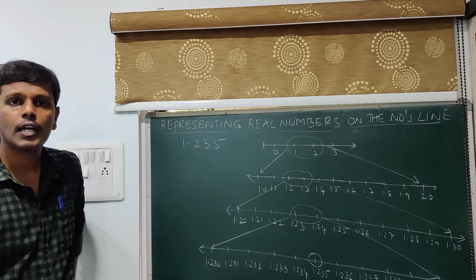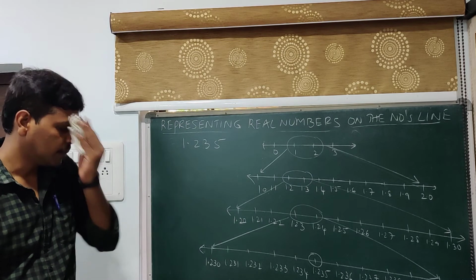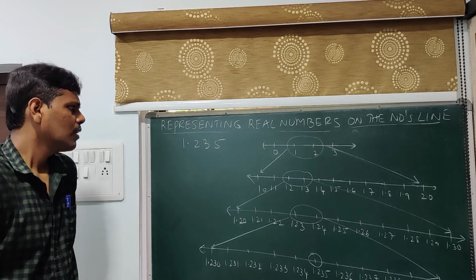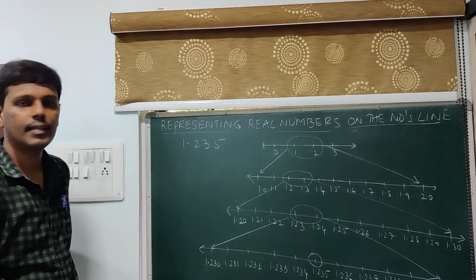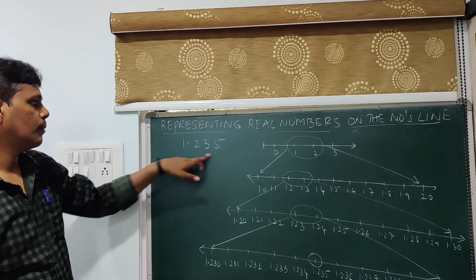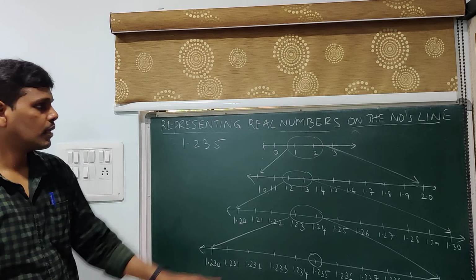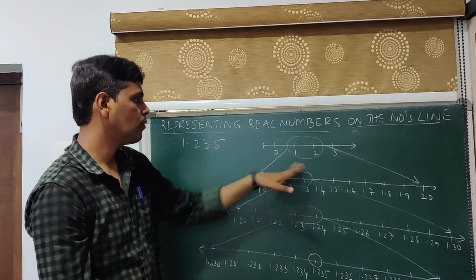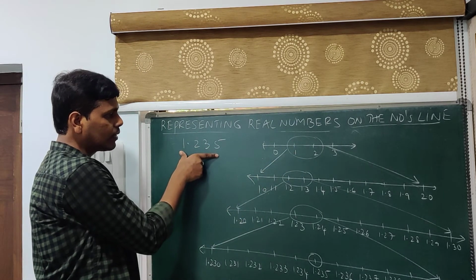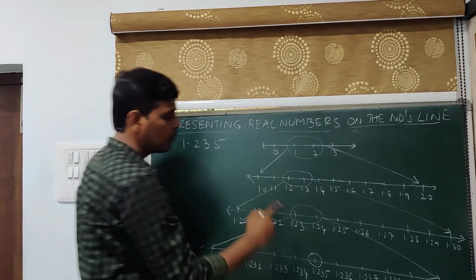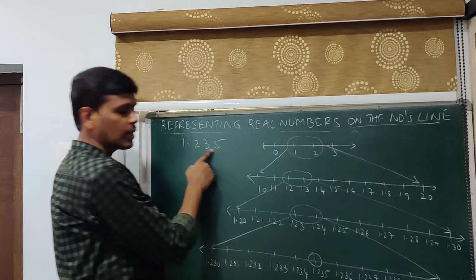and the same thing applies for non-terminating repeating decimals as well. So once again I'll repeat it. The basic idea is where does this number lie between? Initially you go with this entire number. 1.235 lies between 1 and 2. So that is the reason I am magnifying 1 and 2. Next, I am looking into between which two numbers this number lies.